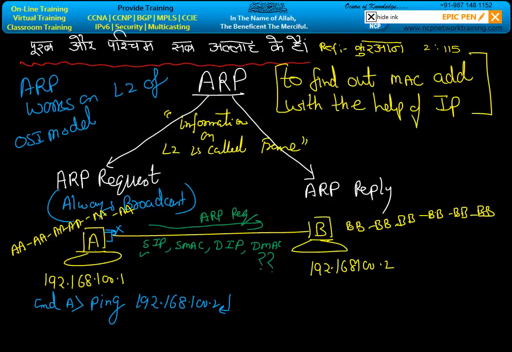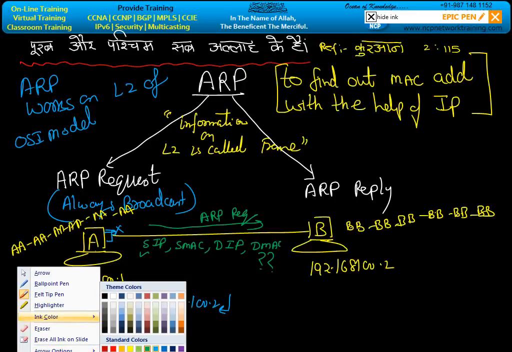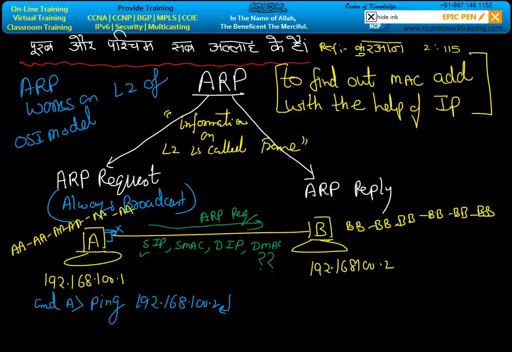Machine A is sending the ARP request: my IP is 192.168.100.1, my MAC is AAAA, and I want to know the MAC address of 192.168.100.2.